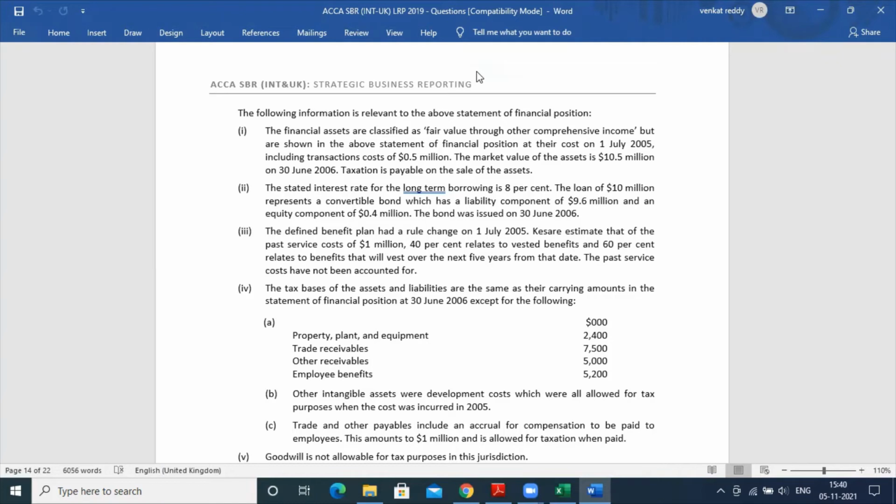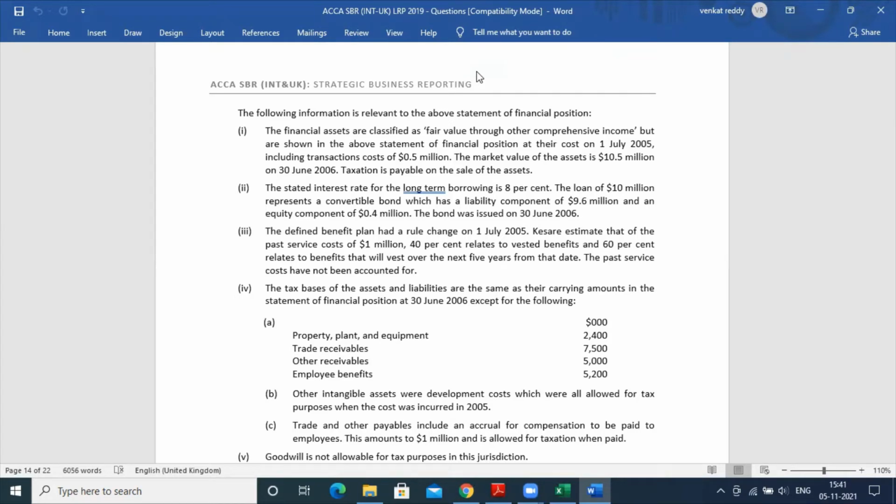But when it comes to this particular case, it was not shown like this. It means that the total value is there. So it includes a debt component of 9.6 and equity component of 0.4. And the defined third adjustment, the defined benefit plan had a rule change on 1st July 2005.